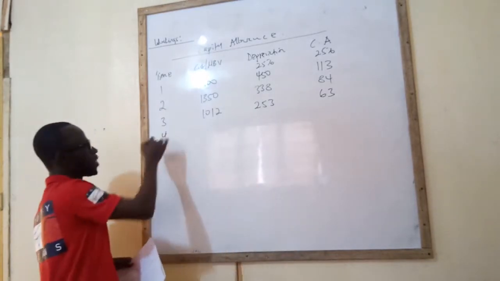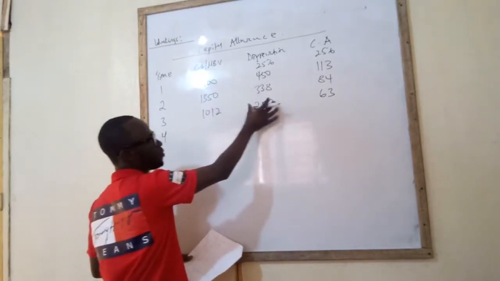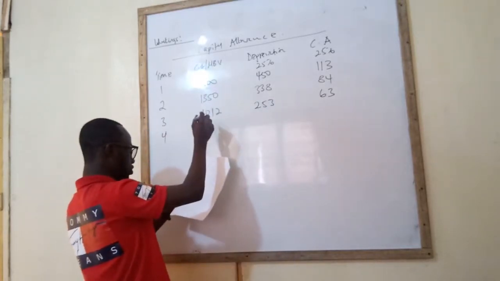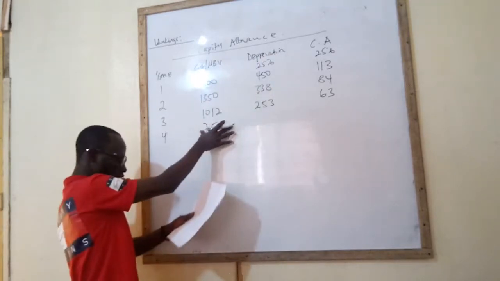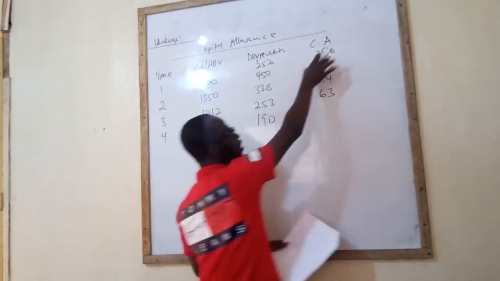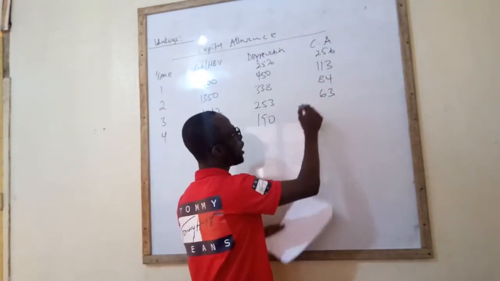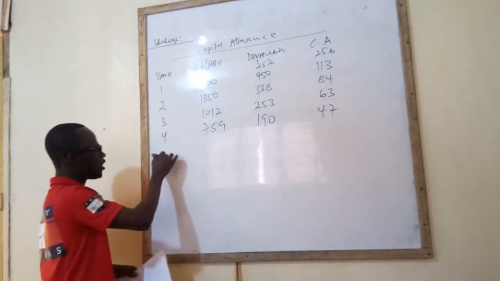So year 4, we need to calculate the carrying value. That is 1012 minus 253, and that is going to give us 759. So we do 25% of 759, and that is 190. Then we do 25% of the 190 to get the capital allowance, and that is 47. Now to year 5.